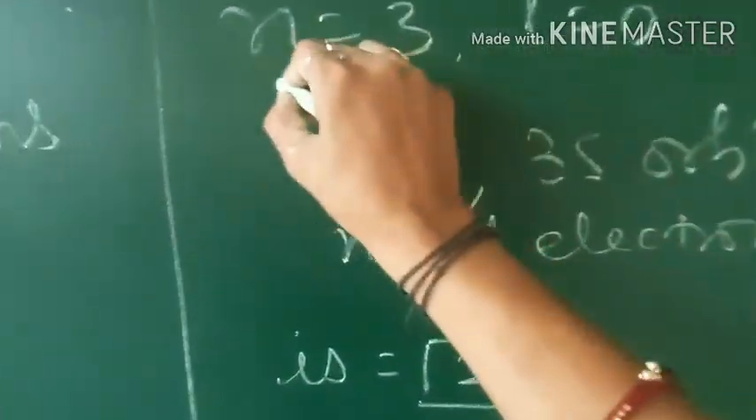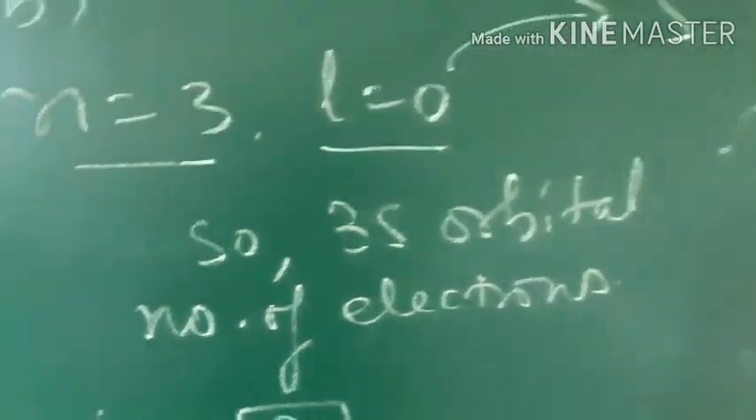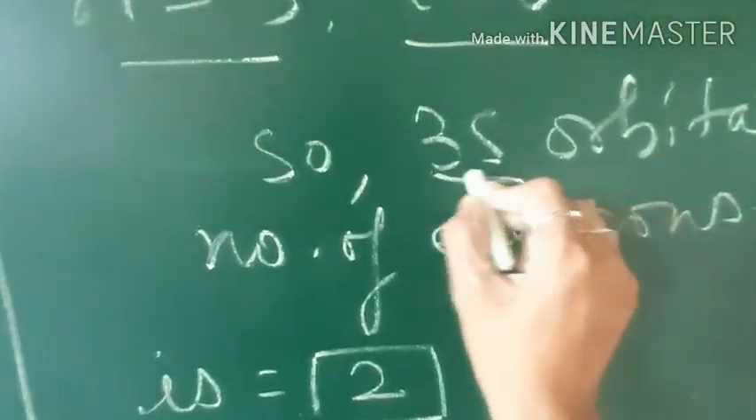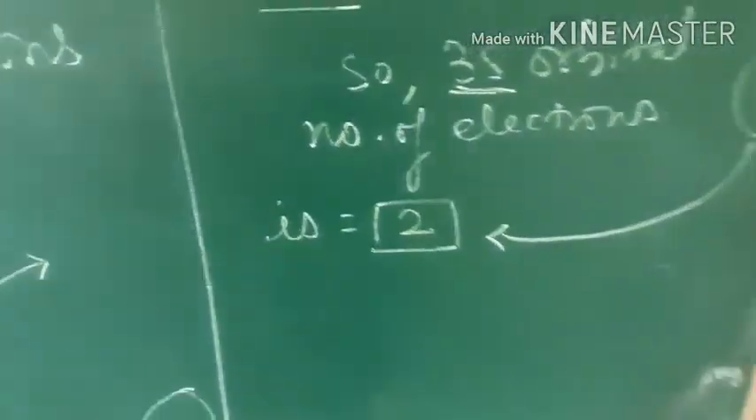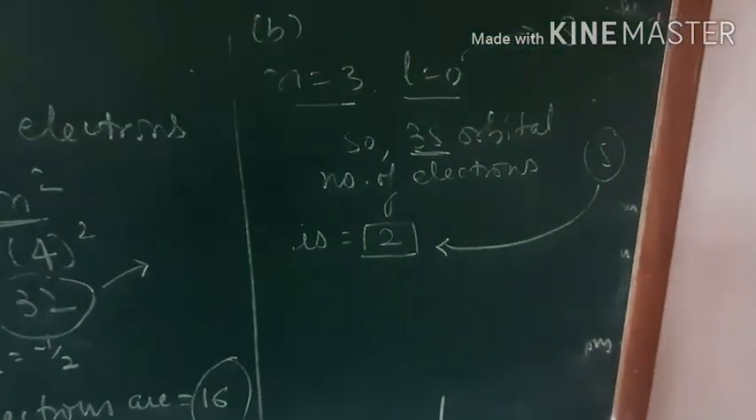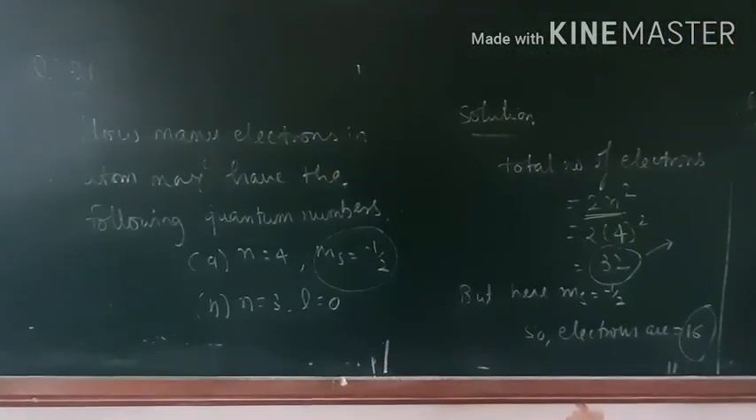Now n is equal to 3 and l is equal to 0. Whenever l is equal to 0, it will be an s orbital, children. So that is the 3s orbital. How many electrons can an s orbital hold by itself? 2. So here the number of electrons is 2. So that is question number 31. You can see the solution over here.